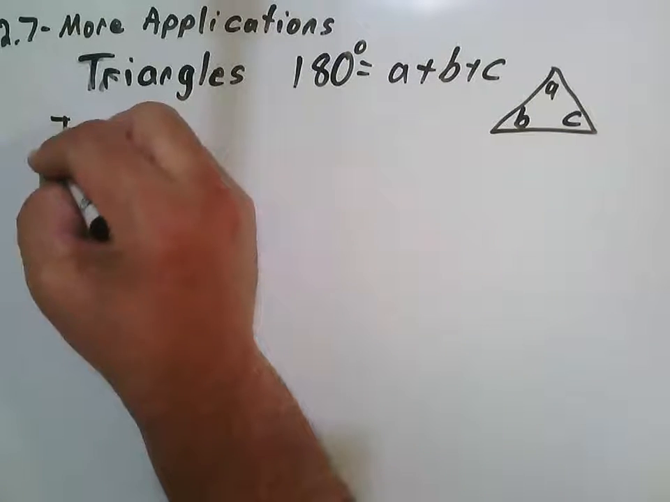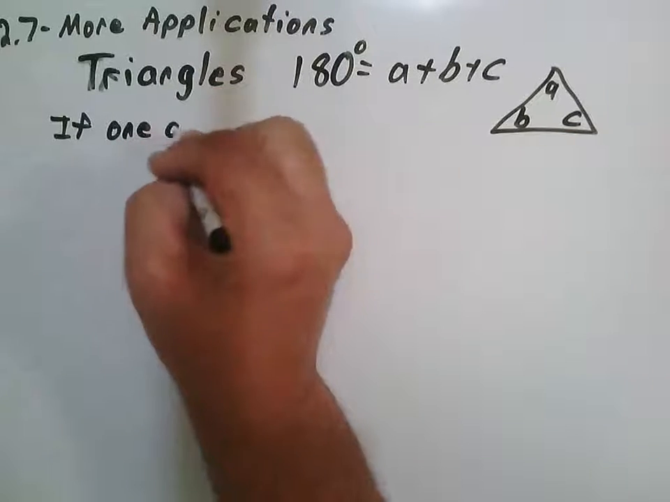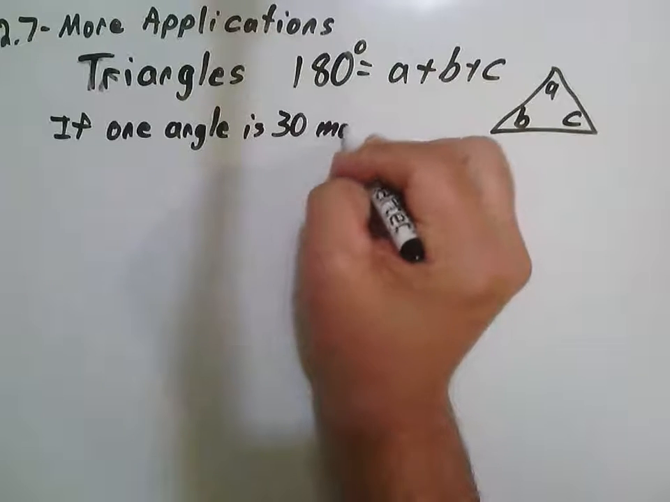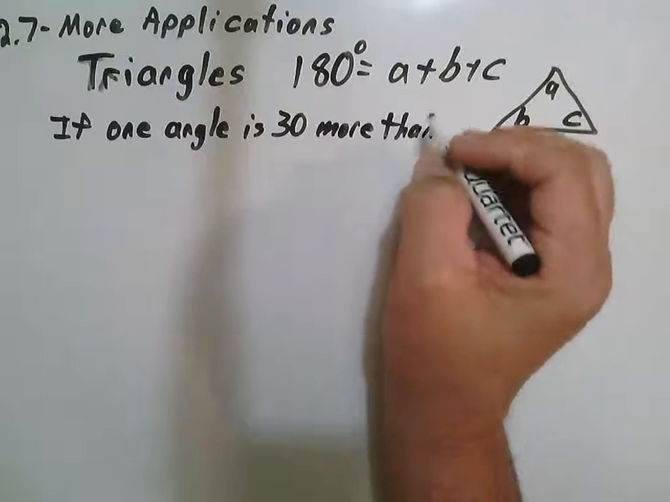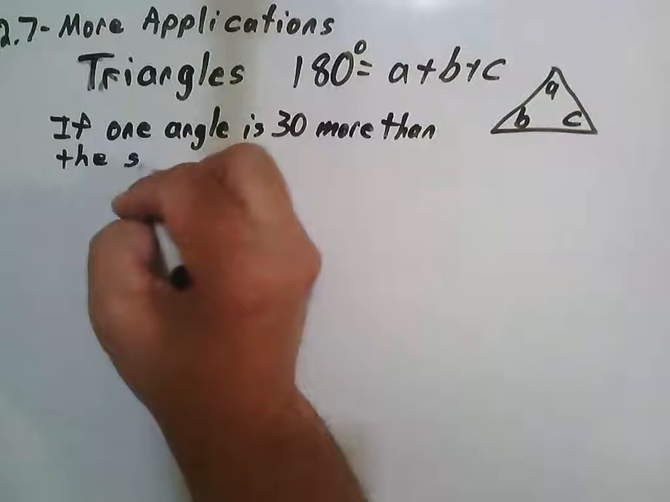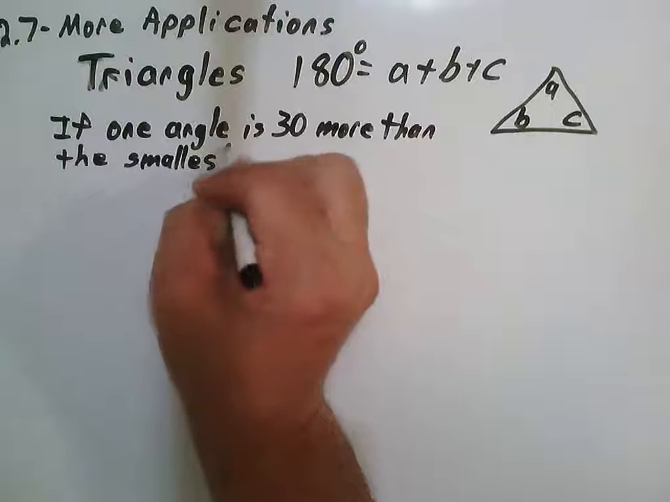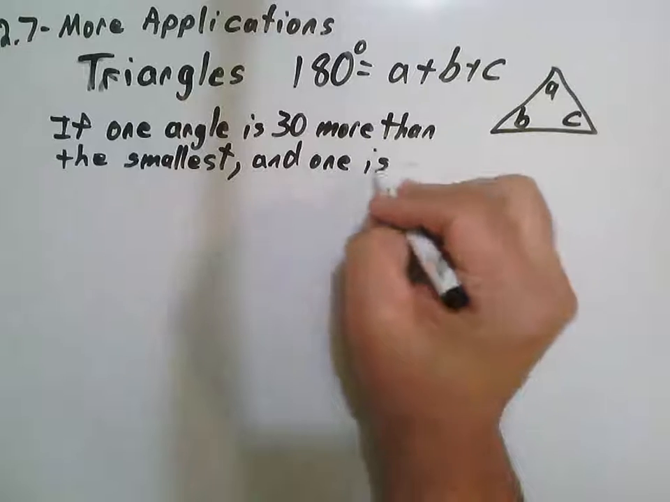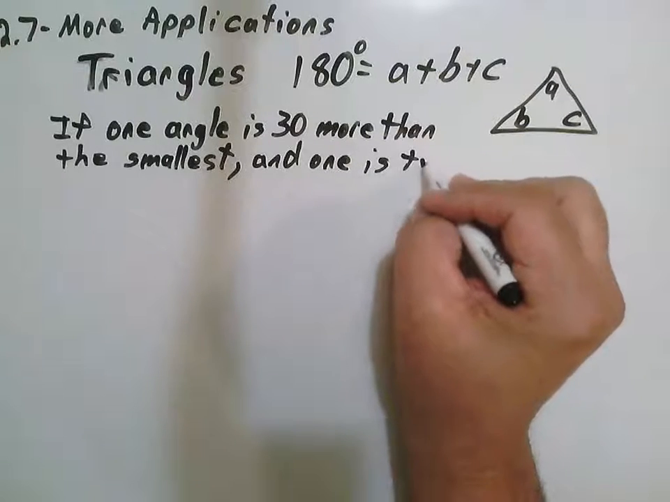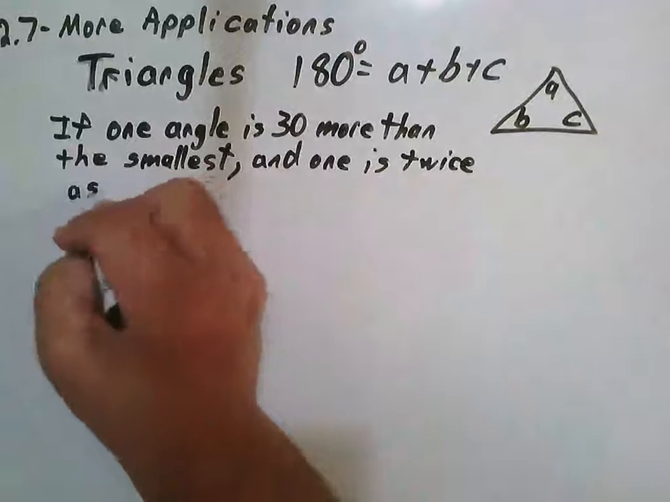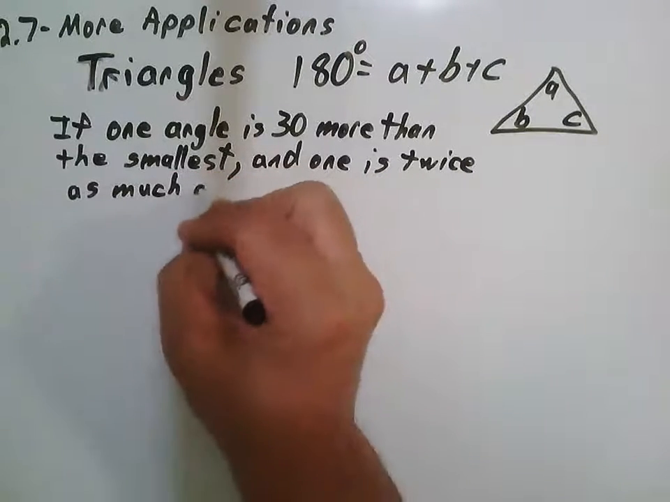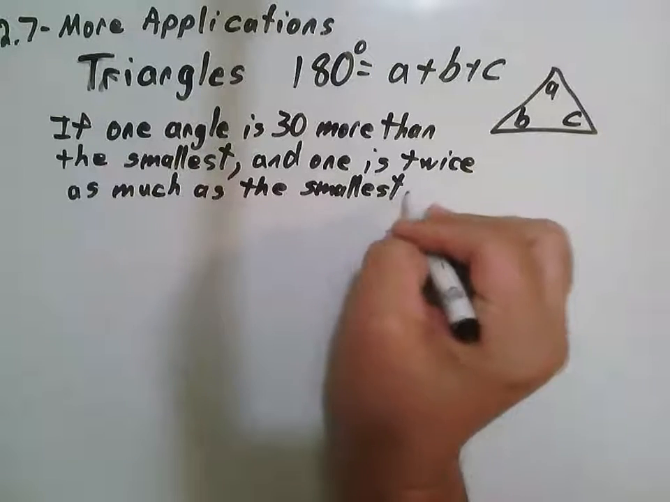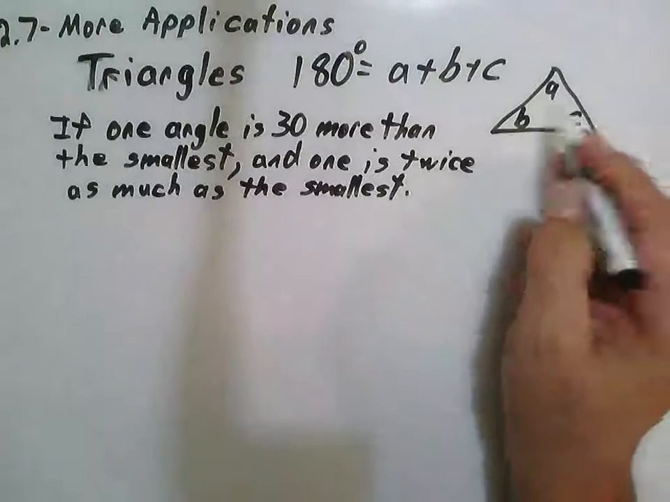But for this particular question, it's going to say if one angle is 30 more than the smallest, and then it says, and one is twice as much as the smallest. And so it's basically asking you to find all of these angles.